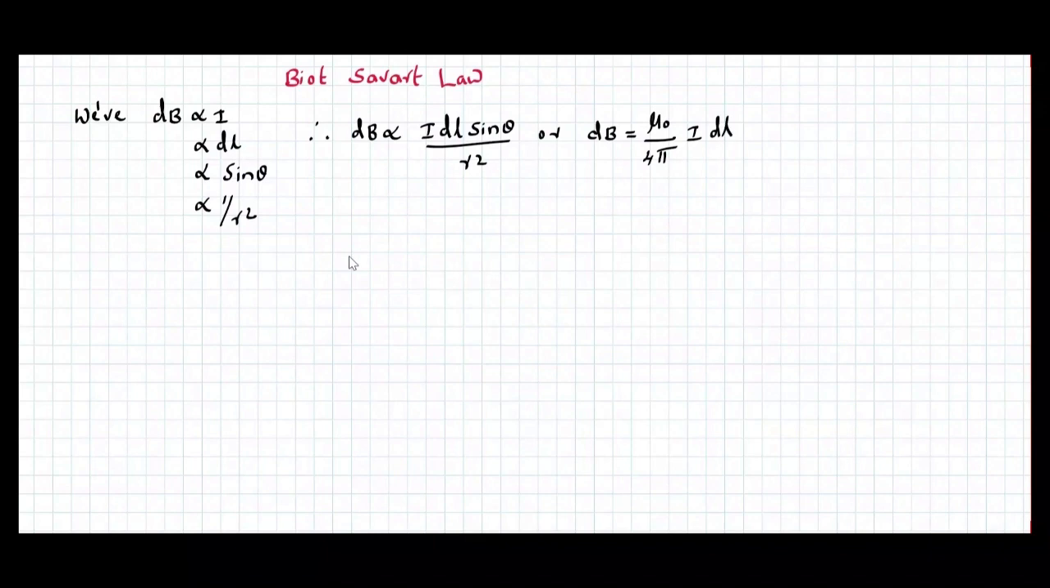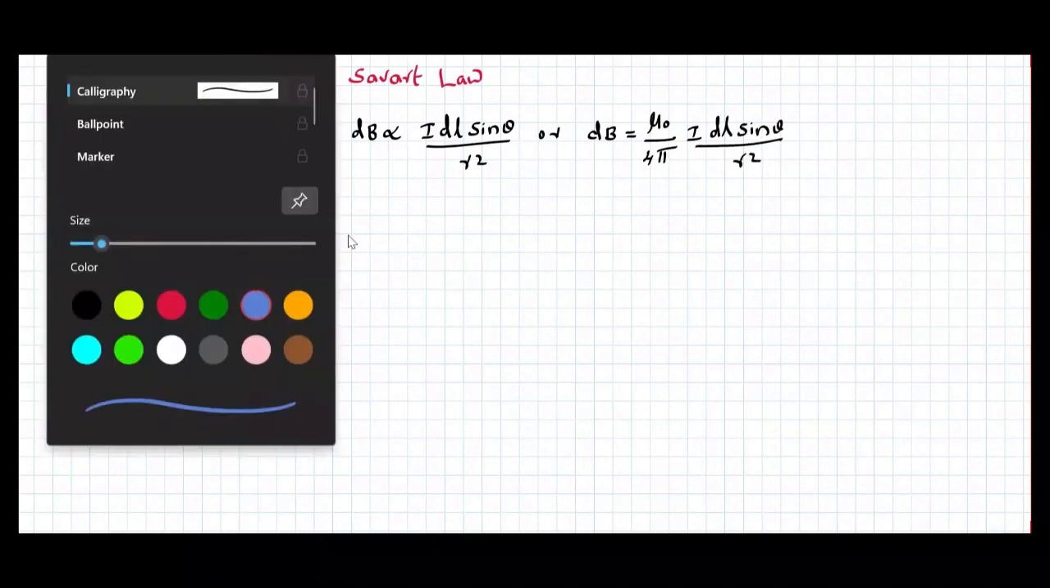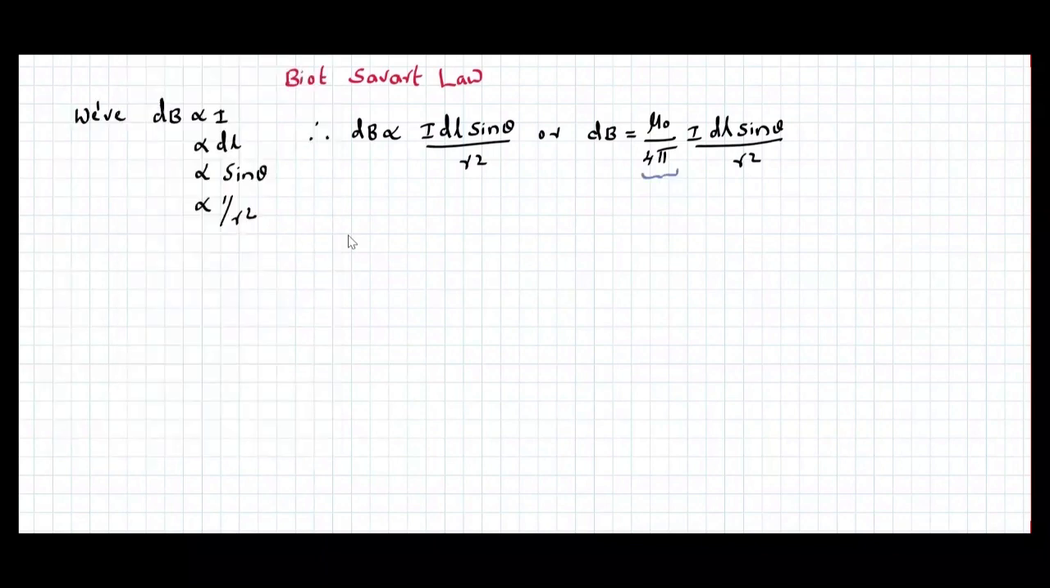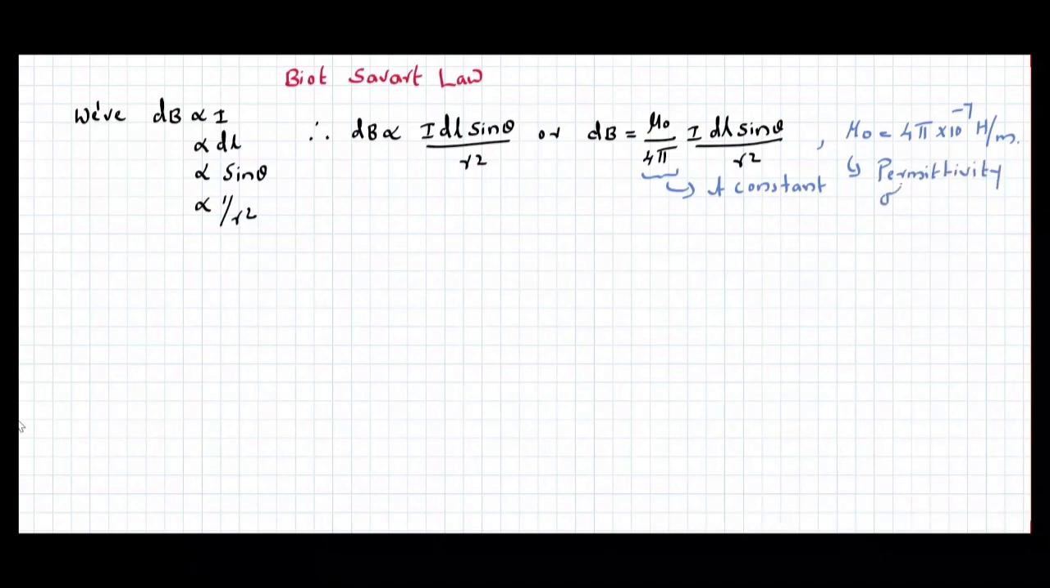Or we can say dB is equal to a constant multiplied by I dl sine theta by r square. Here the constant is mu 0 by 4 pi. So we have dB equal to mu 0 by 4 pi I dl sine theta by r square, where mu 0 by 4 pi is a constant. The value of mu 0 is 4 pi into 10 raised to minus 7 Henry per meter. Mu 0 is the permeability of free space.